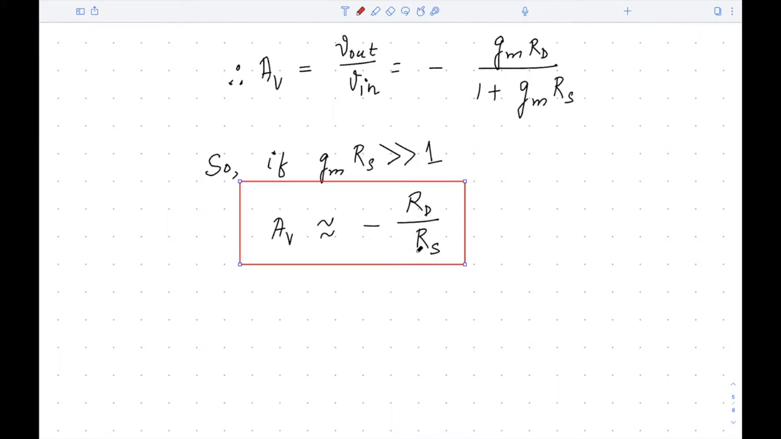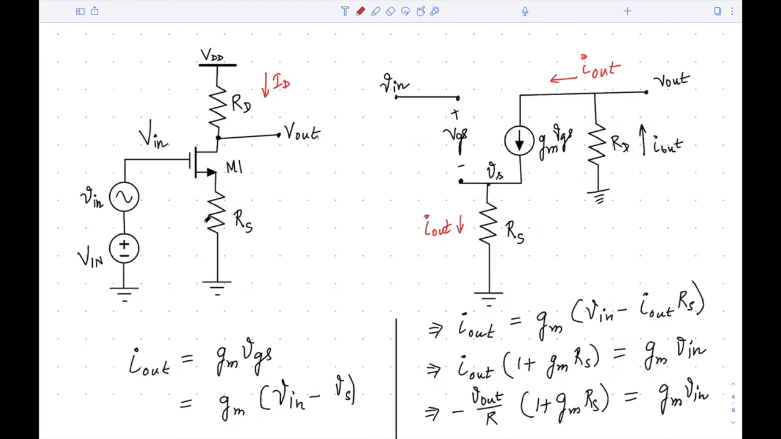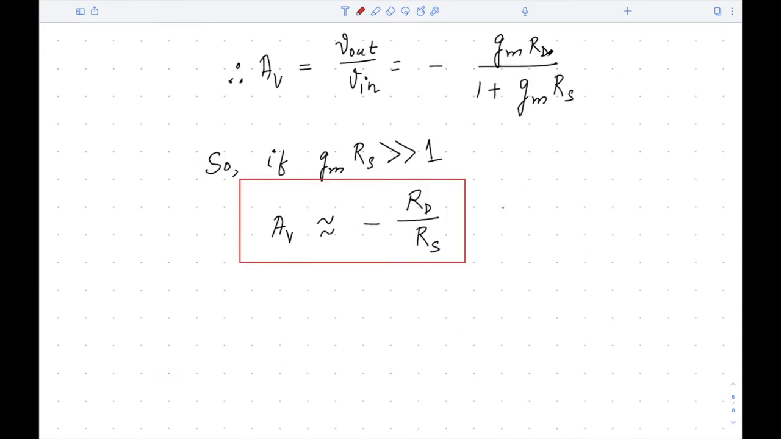So this is an important conclusion, right? When we have a resistor at the source, the gain becomes smaller. Initially the gain was minus gm RD. Now an additional factor has come, which is 1 plus gm RS, and because of that the gain reduces. And of course, we have seen that if gm RS is much, much larger than 1, then the gain is just the ratio of RD and RS.